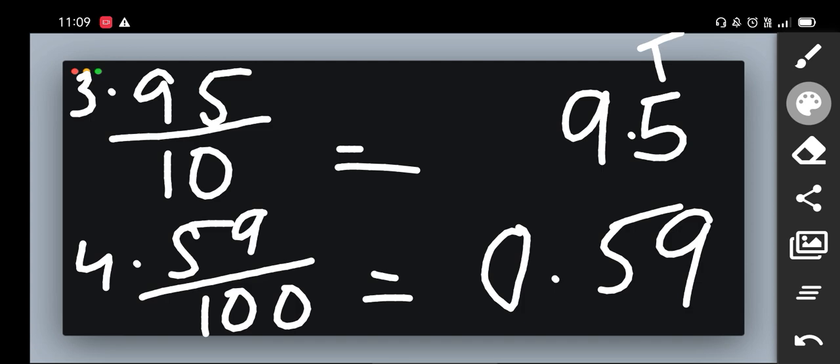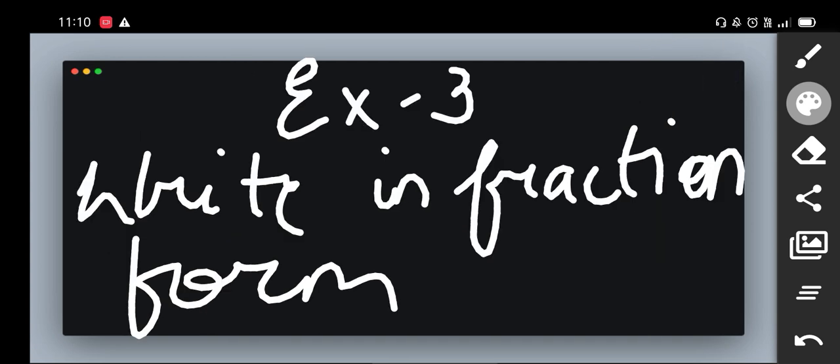Now we are going to do our third exercise. So let's move on. So our next exercise, that is exercise 3, is write in fraction form. First we did in decimal form, now in fraction form. Now how will be the questions? The number will be in decimal form. You have to convert it in fraction form. It's very easy. Once you understand the topic, how to do, what to do, it is very easy. So let's move on.